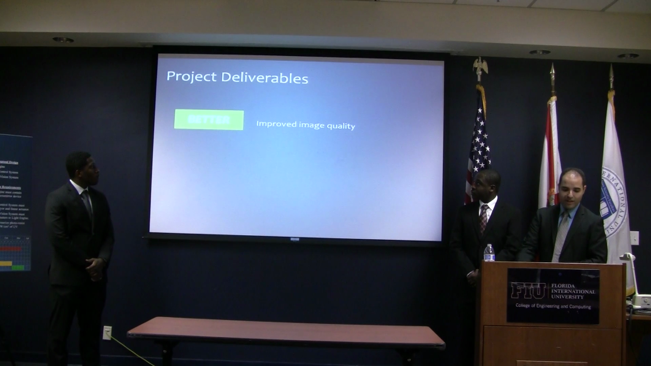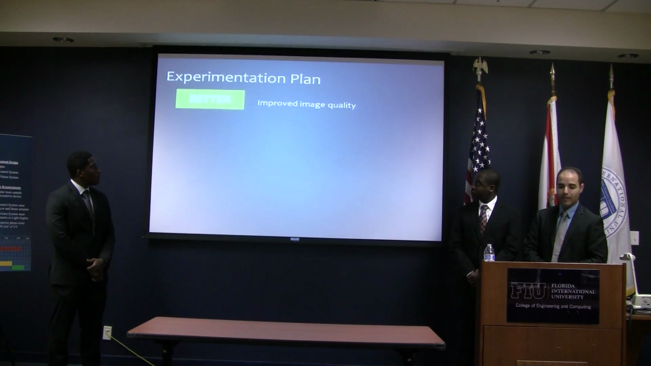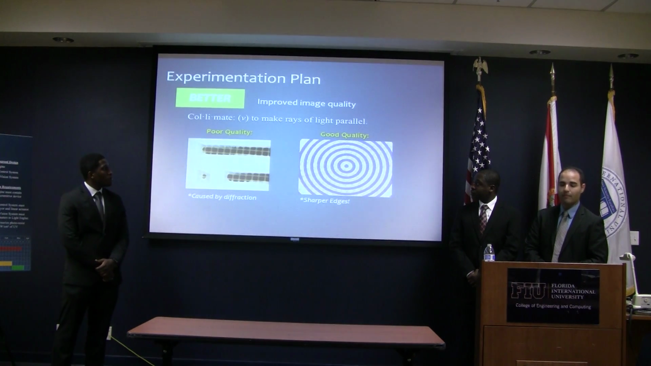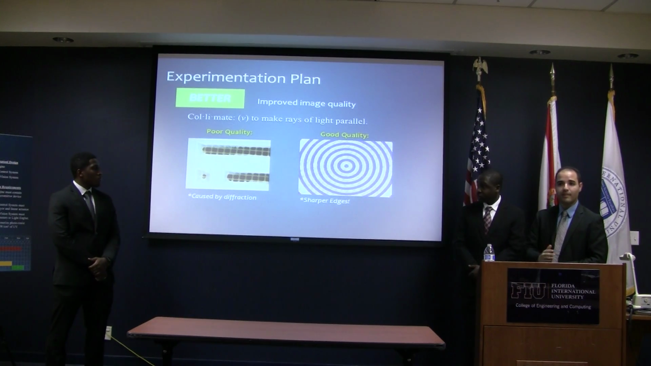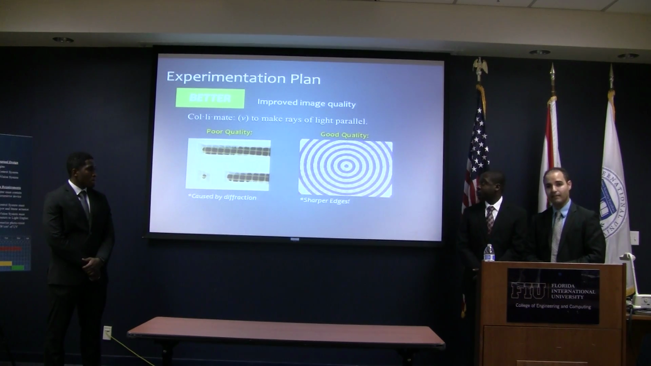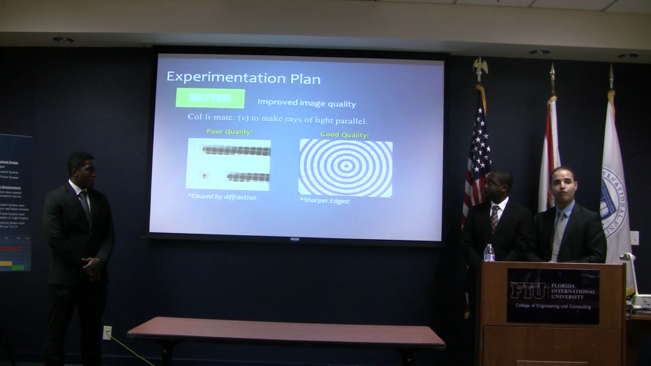So the first project deliverable, how are we going to improve the image quality? That is going to be through the optic system by collimating the light. And what collimate means is to make rays of light parallel.